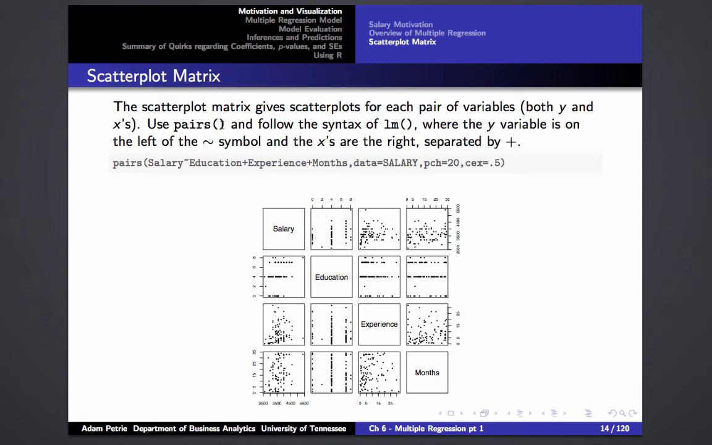You can use the pairs function in R to produce that. And the syntax is just like with the lm syntax here. So basically y is on the left, then a twiddle, and then all your x variables that you want to look at separated by plus signs. So here's the scatterplot matrix of the salary data set, and we see that, okay, salary is up here at the top. These three scatter plots show that there's a roughly linear relationship between salary and our three potential predictor variables.